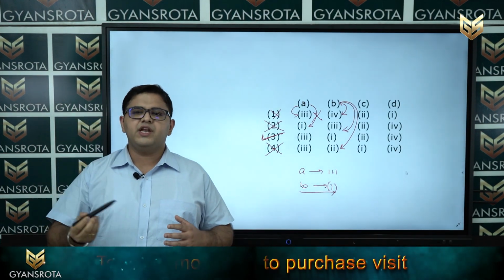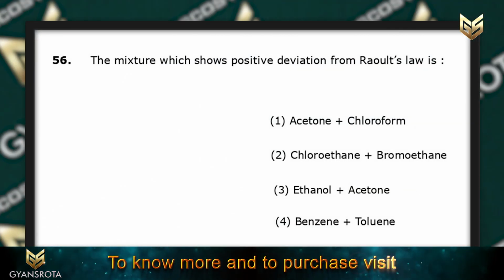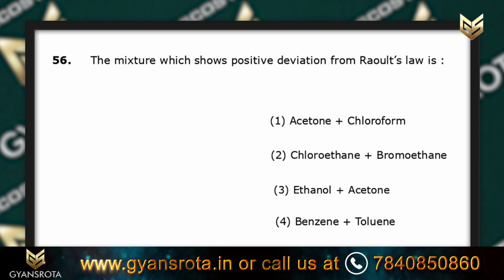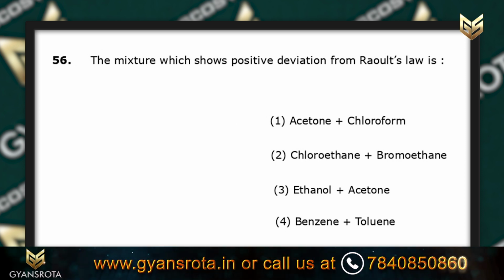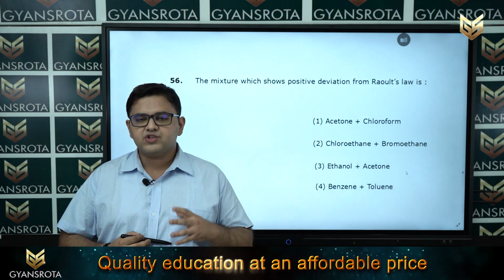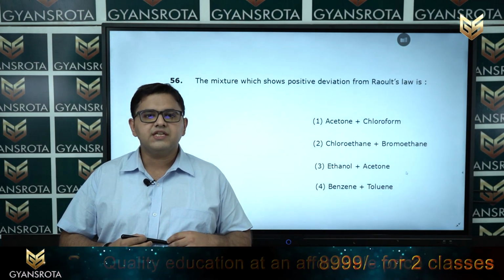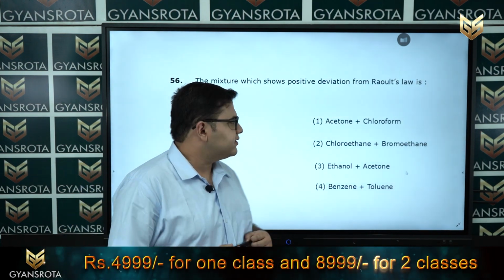Now, we are moving to the next question, that is question number 56. So, question number 56 is on your screen. The mixture which shows positive deviation from Raoult's law is. So, this question comes from your solution chapter of your class 12 NCERT. So, now we are moving to the solution part.